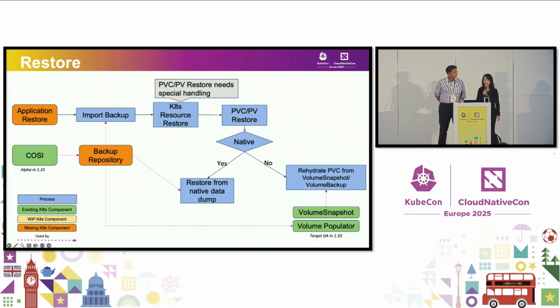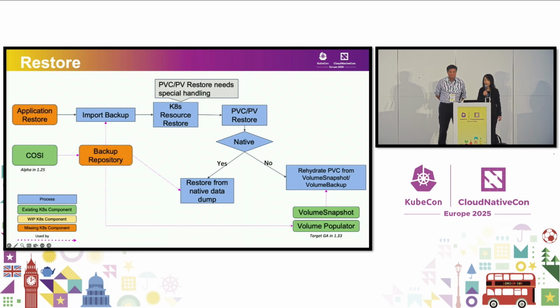This figure shows the restore workflow with missing and existing Kubernetes building blocks. So to restore an application in Kubernetes, first we need to import the backup from the backup repository. Then we need to restore the Kubernetes metadata, and then we need to restore the PVC and PV. If the volume was backed up natively, we need to restore from the native data dump. Otherwise, we need to rehydrate the PVC from the volume snapshot or a volume backup.